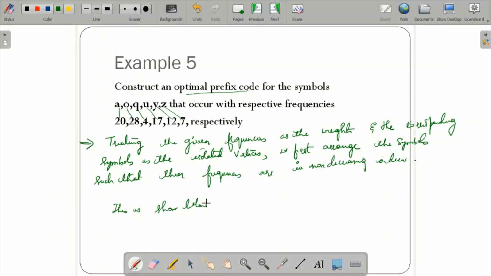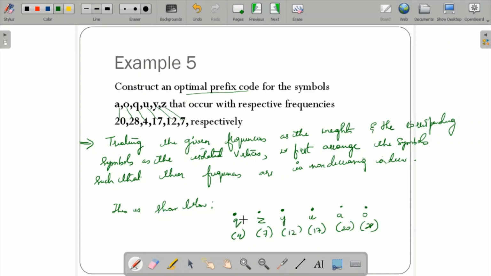Which is the smallest one? Q is the smallest, so we write Q and its weight within brackets, 4. Then you have Z, with weight 7. Then 12, which is Y. Then U, that is 17. Then A, that is 20, and then O, that is 28. So this is the first figure you get here.